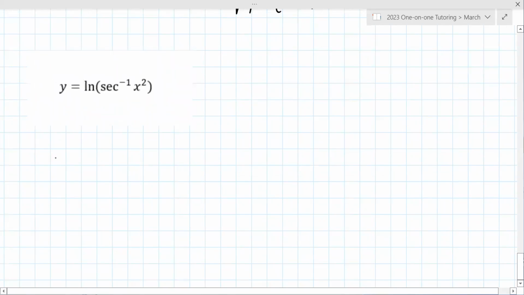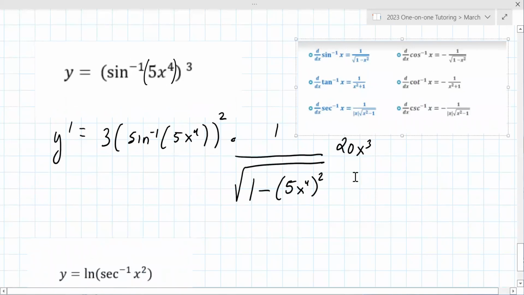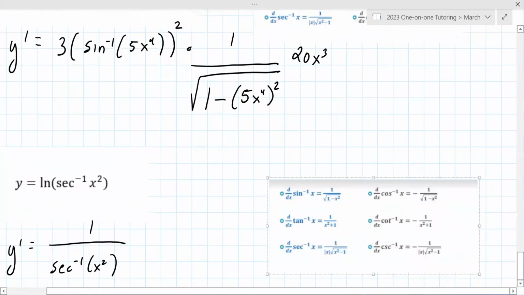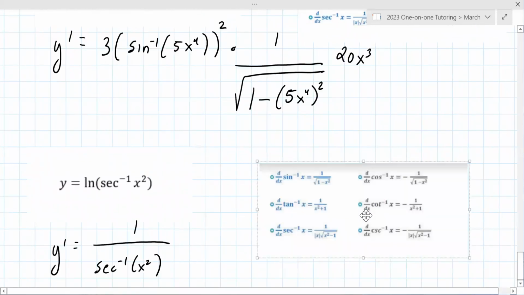All right, so the derivative of natural log is 1 over what's inside the parentheses. Okay. Then you have to take the derivative of secant inverse. Now I don't know any of these because I would look them up, but I guess you'll have to memorize these. And there are some patterns to take advantage of.